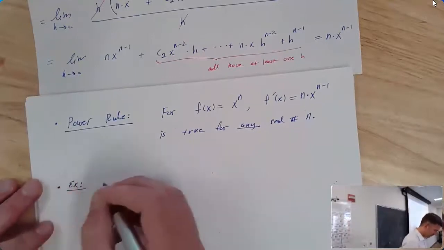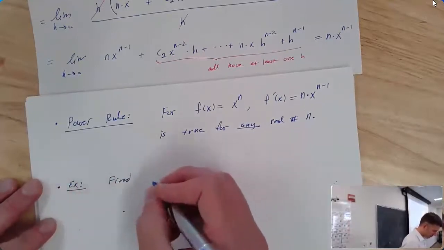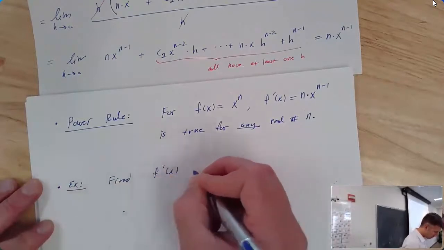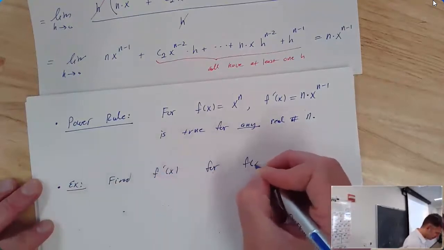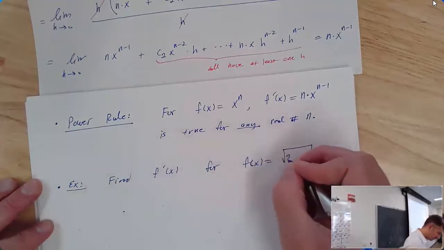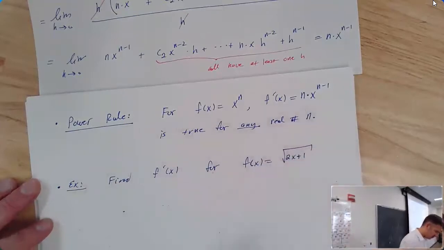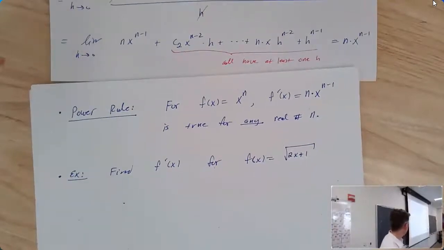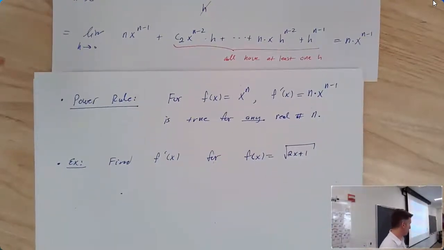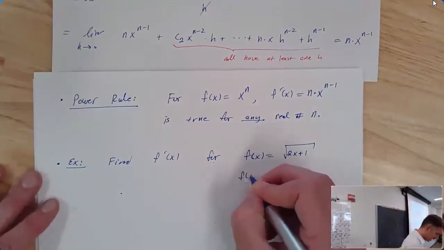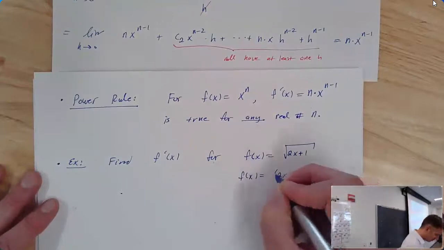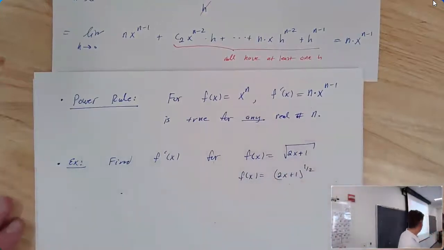Here's an example. I want to find f prime of x for f of x equal to the square root of 2x plus 1. Which doesn't just look like x to a power, right? I mean, there is a power involved there. You could certainly write this as f of x equal to 2x plus 1 to the 1/2 power. To actually take the derivative of that using quote unquote rules, you would need, in addition to the power rule, to also be aware of the chain rule, which we haven't talked about.